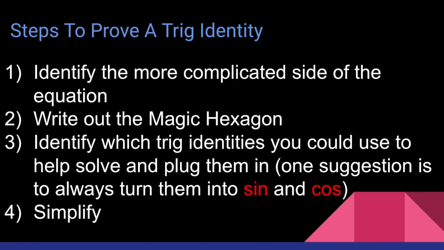Now we're going to go through how to prove a trig identity. With these 4 simple steps, you can learn how. Step 1, when you are given the equation, identify which side is more complicated and which side is the simplest. Step 2, write out the magic hexagon, completely labeled. Step 3, identify which trig identities you could use from the magic hexagon to help solve this problem and plug them in.